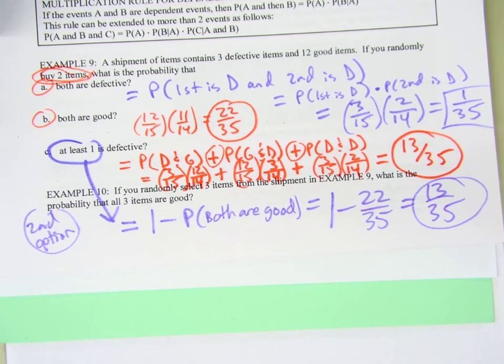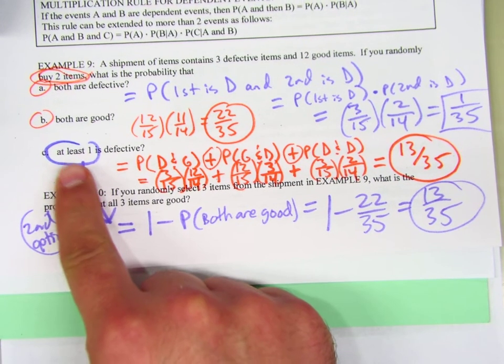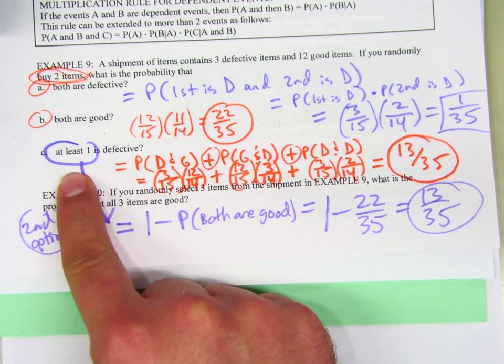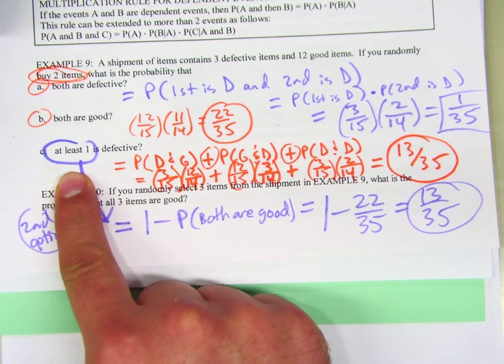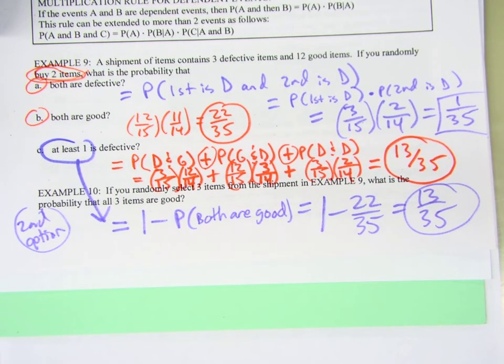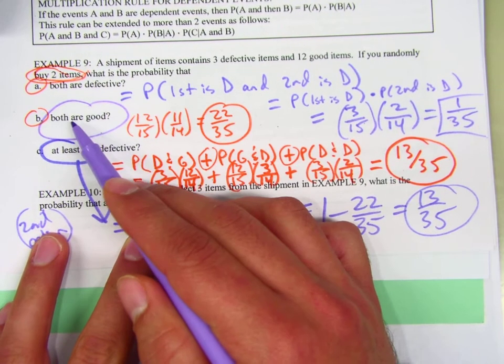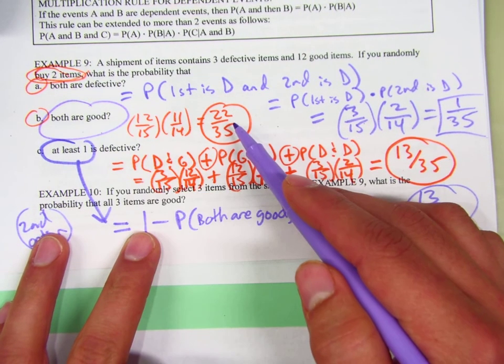Because I want you to see, usually when I show that example, people are now going to start thinking, at least one, I'm going to try doing it the easy way. Okay? Does that make sense? Yeah, it was already calculated. Both are good. We did it above. It was 22 out of 35.